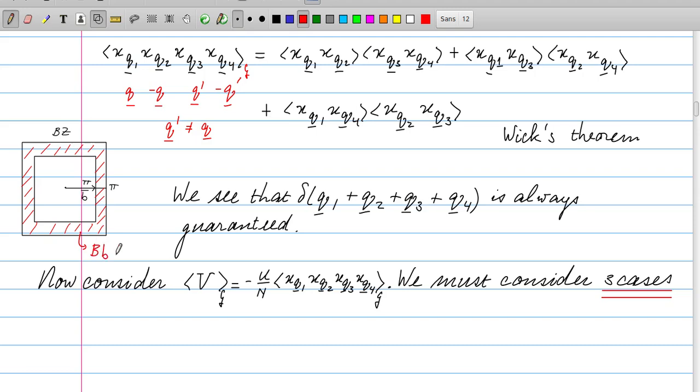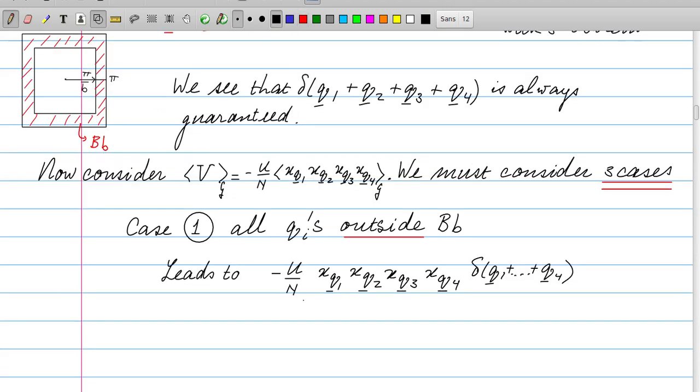And so if we see in how many ways we can distribute the x's, or the q's rather, over this Brillouin zone, we find 3 cases. Case 1 is the case where all the q's lie in the interior part of the Brillouin zone, so they are outside of the red shaded area, which was called BB.